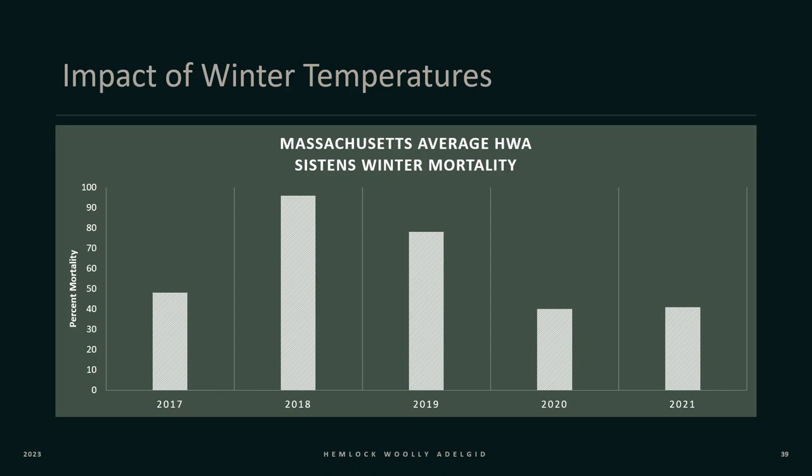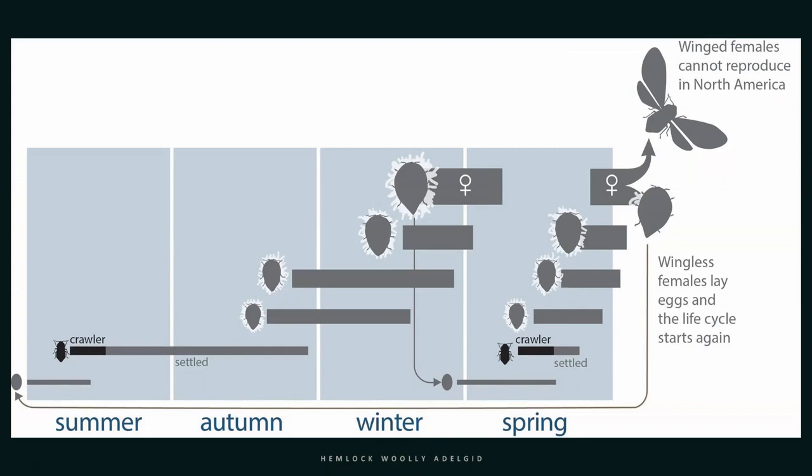But this is just kind of a general view of what their population is. They have two generations here, the Sistens and the Progrediens. And the Sistens generation is the one where we see the biggest population flux. They are laid as eggs in like May. They hatch in early summer, and they're a nymph stage called the crawler. They just settle on the branches at that point and rest. So they're in this resting estivation stage throughout the summer.